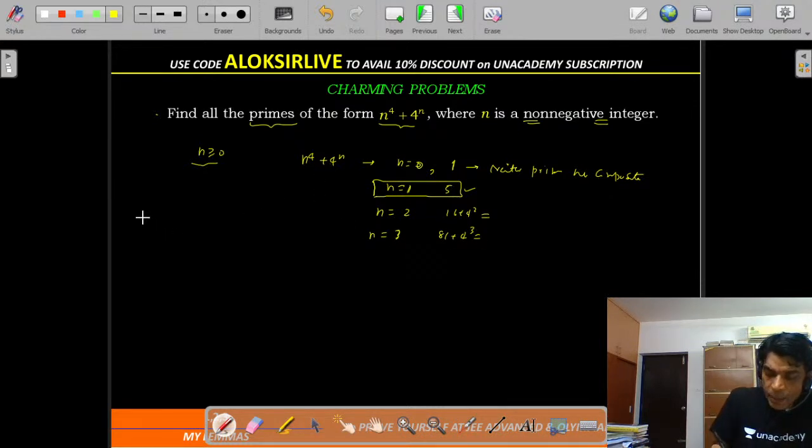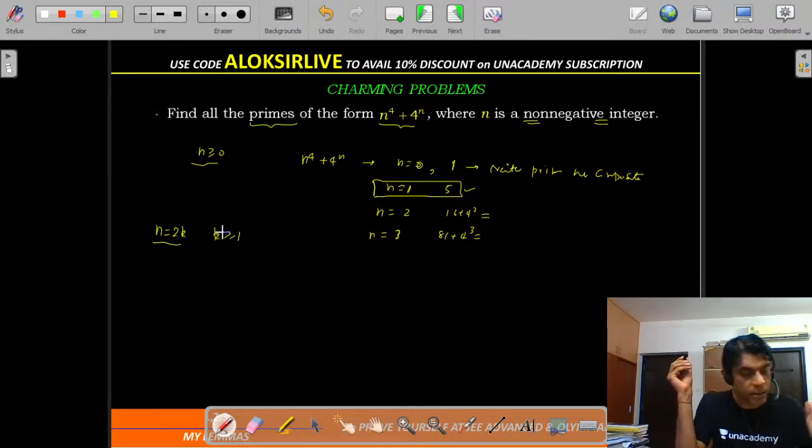So now I'll break it up in two cases. Let's take the case n equal to 2k, with k greater than or equal to 1. In these lectures, I will also tell you how to write the answer. It's very important, so that you don't fake solve it. You know, there is a term called fake solve.